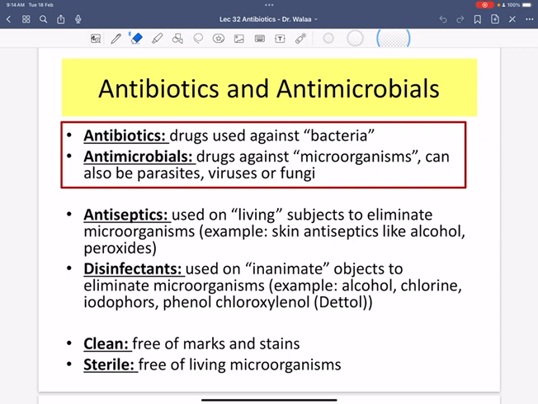Antiseptic, so antiseptic means killing organisms on a living thing or living tissue. For example, before starting any procedure, they say this procedure should be done under antiseptic technique, meaning killing any possible pathogen, for example, on the skin before the procedure is taking place. Disinfectant, in contrast, we use this term when we're talking about objects, okay?